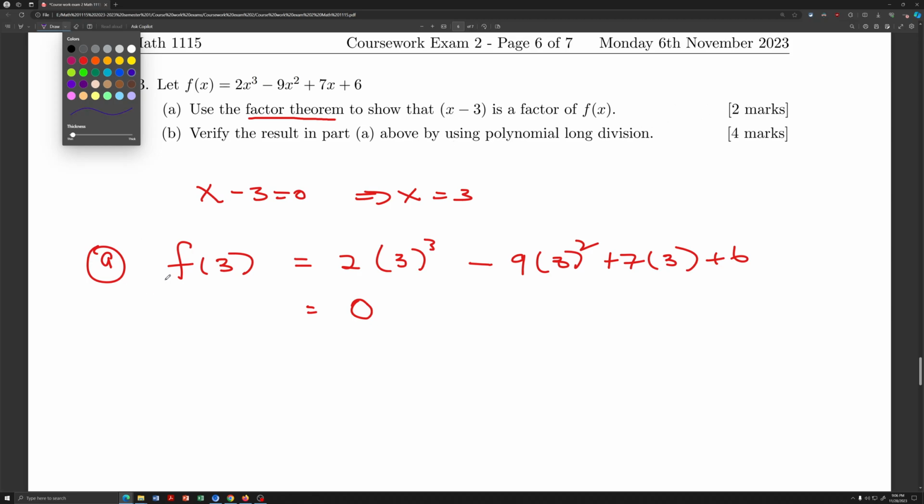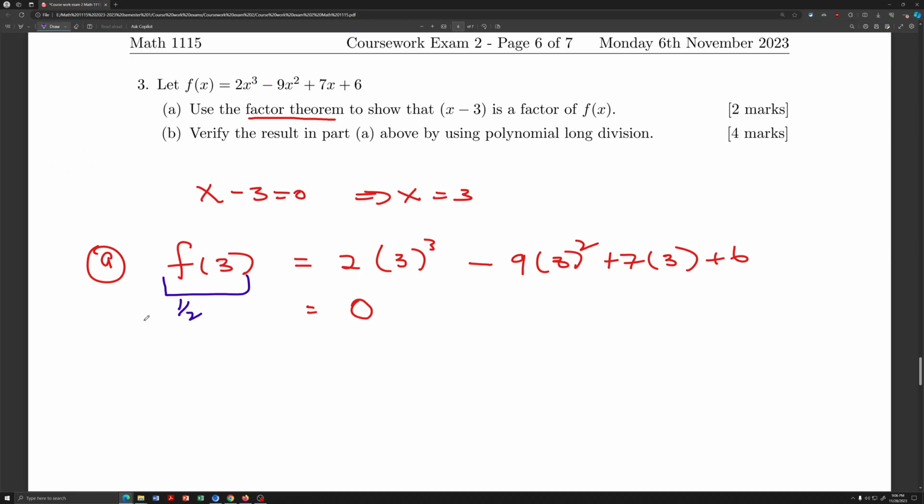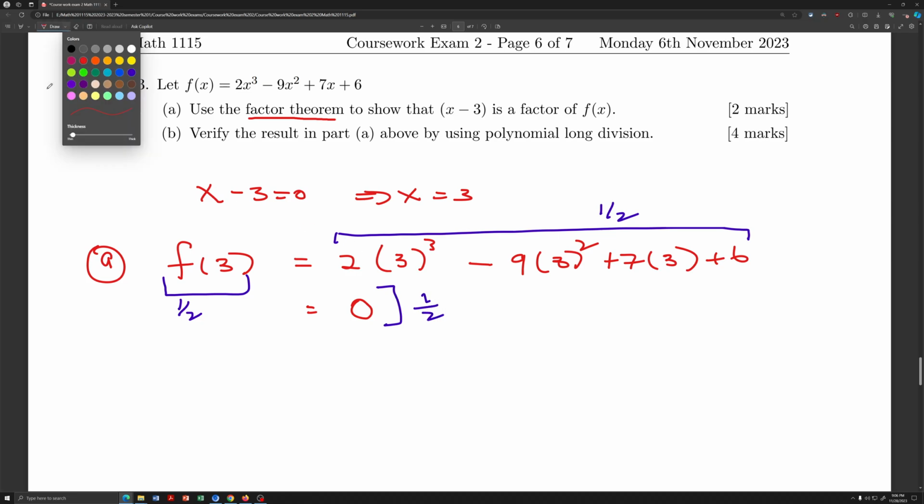So just for writing f of 3, I will give myself a nice half mark. For all of this substitution here that is correctly done, I'll also give myself a half mark. And for actually getting 0 here, I'll give myself a half mark. But wait, I'm not done. Right?